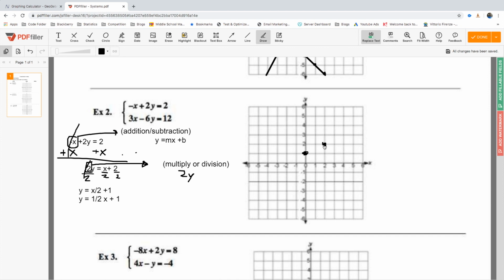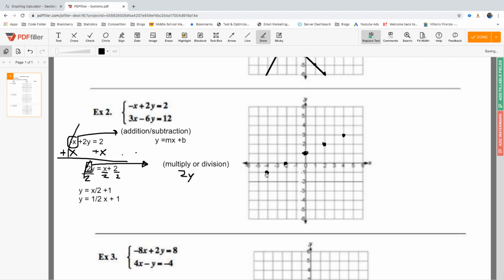And then I'm going to do the same thing from here. I'm going to go up 1, over to the right twice. 1, 2. And so I got that. But I also want to create the second half of my line. So if I was going up 1, over to the right twice, I got to do the complete opposite to create the second half, which is to go down 1 to the left twice. 1, 2. Down 1, over to the left twice.